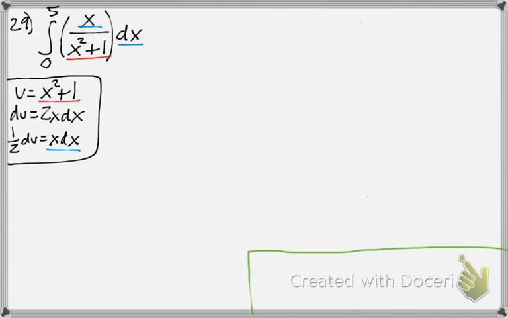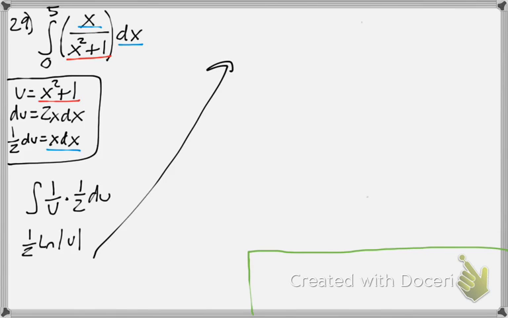So my integral is going to be 1 over u times 1/2 du. So if I integrate this, this is going to be 1/2 ln of u, and I want to substitute back in. So this will be 1/2 ln of x squared plus 1, and this is evaluated from 5 and 0.